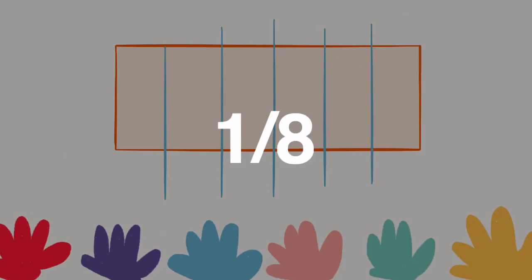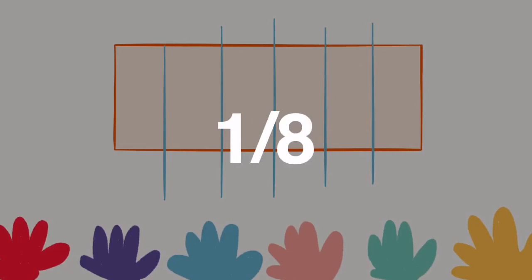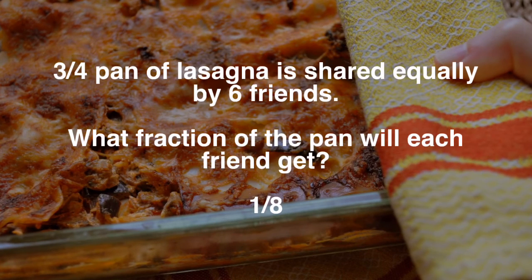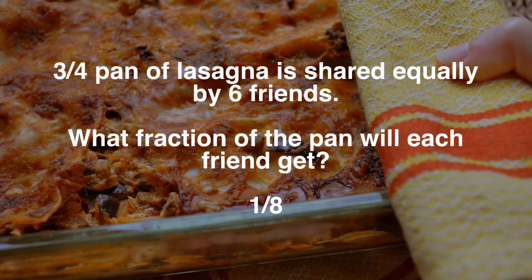They're also receiving 1/6 of the 3/4. So we can say it either way. Each friend receives 1/8 of the whole thing. We can also say each friend is receiving 1/6 of the 3/4 that were left. And so it's important for us to find out what we're actually being asked.